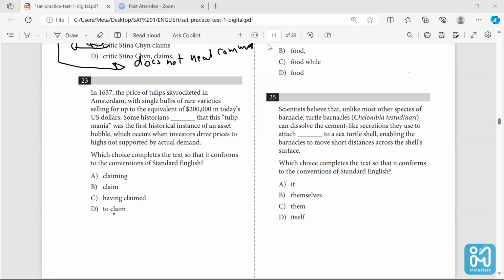It's B. Why is it B? Some historians claiming it doesn't make sense. This one's "some historians," a plural now. And I can't say "claiming" or "to claim"; I need a verb to say a claim, right?